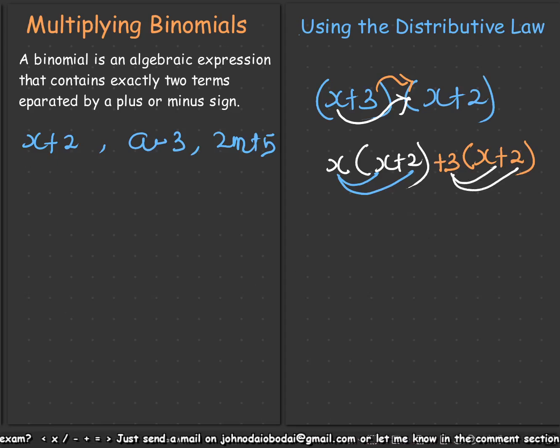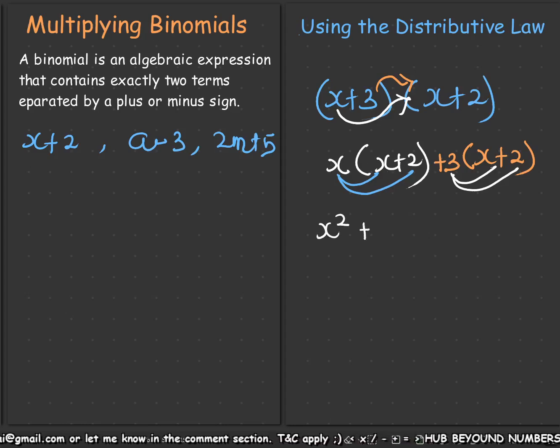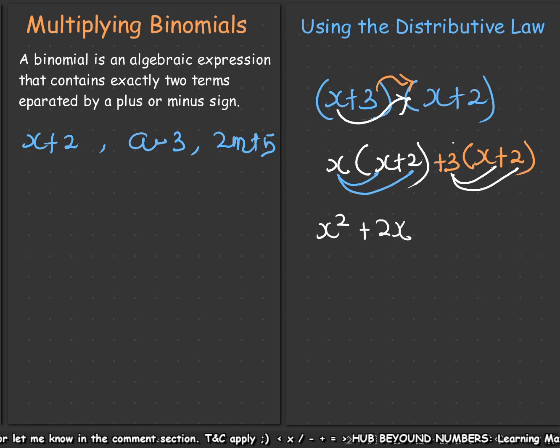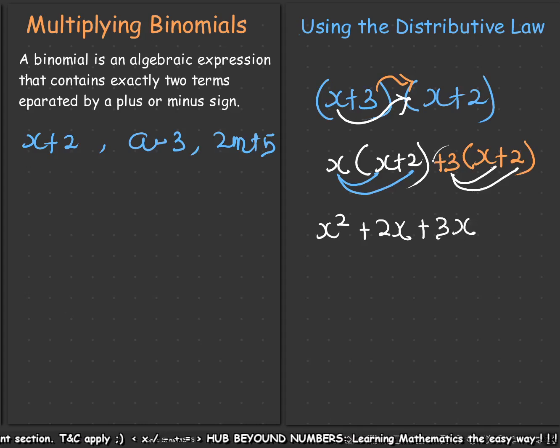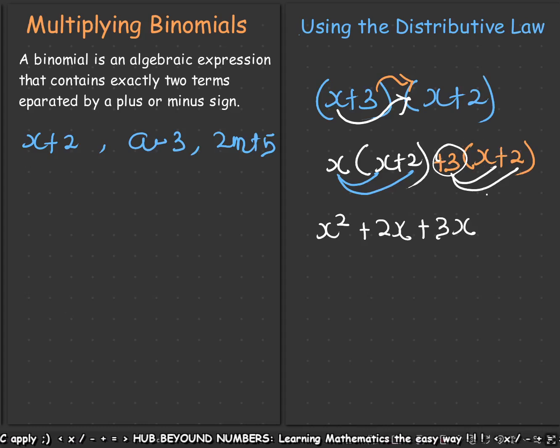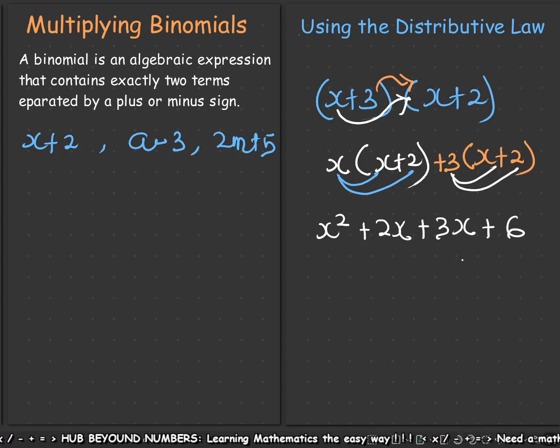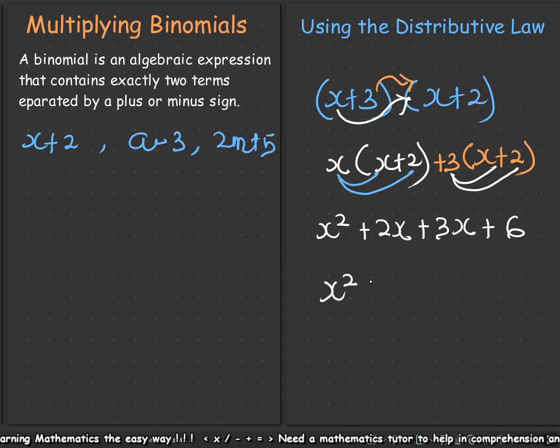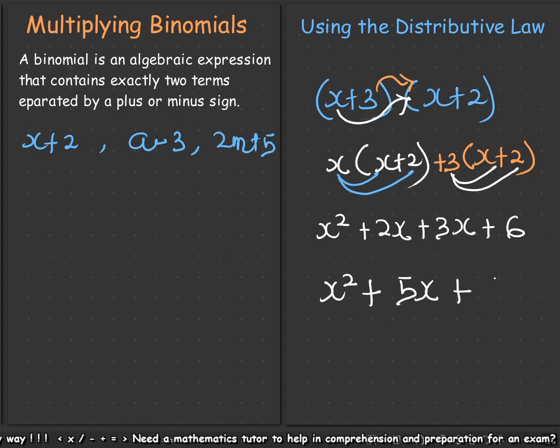So at the end of it all, we are going to get x times x, which will give us an x squared. We have the x multiplying the 2, which gives us a 2x. Then we have the 3 multiplying the x, which gives us a 3x. And then we have the 3 also multiplying the 2, which would give us a positive 6. With this done, all that is left is to group like terms and simplify. So this gives us x squared plus 2x plus 3x, which gives us 5x, and then plus 6.